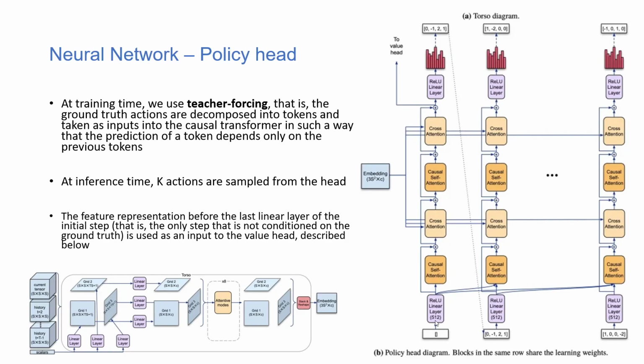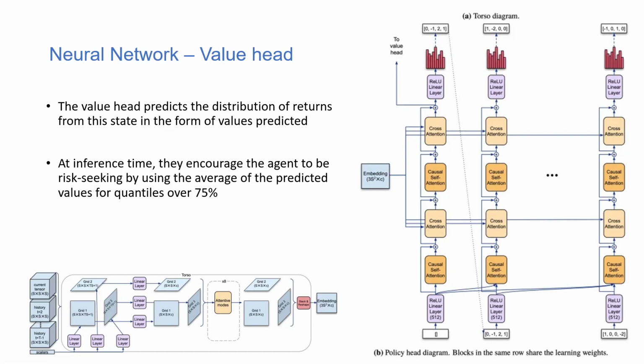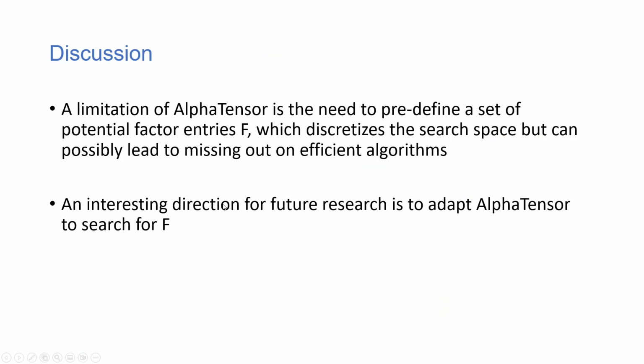Yeah, this detail was already mentioned: the first step without a previous step is used to compute the value head, and the value head predicts the distribution of returns from the states. They also encourage the agent to be risk-seeking, and the way they achieve this risk-seeking behavior is by predicting the average of the quantiles over 75%.